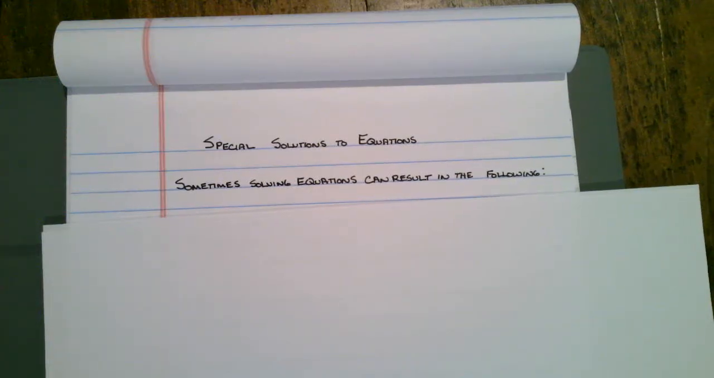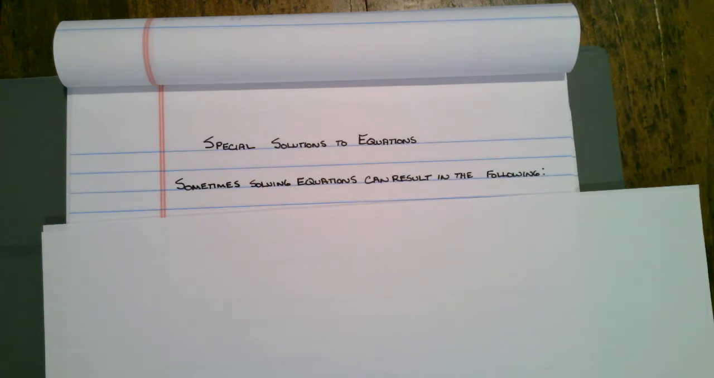What we're going to go over in this video are special solutions to equations. Normally, when you solve an equation, you're going to get one solution. That one solution is your answer. It's the one number that makes the equation true.